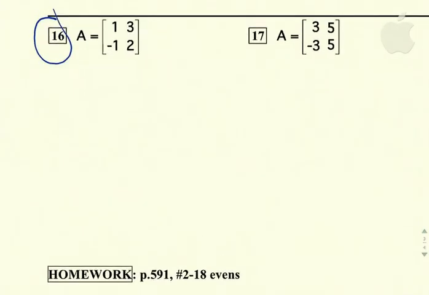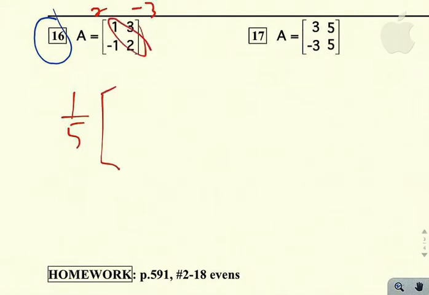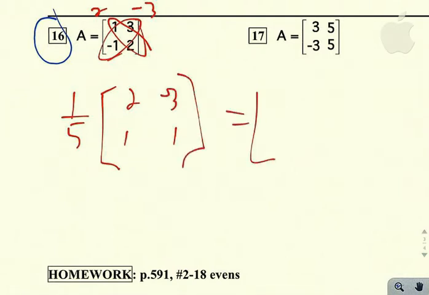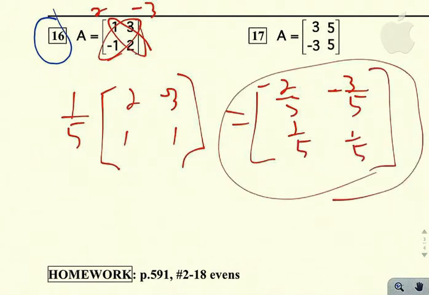One more. Let's see, this is 2, this is minus 3, subtract, you get 5. So 1/5 times, switch these, negate those. So you're going to get 2/5, minus 3/5, 1/5, 1/5. This is the inverse.